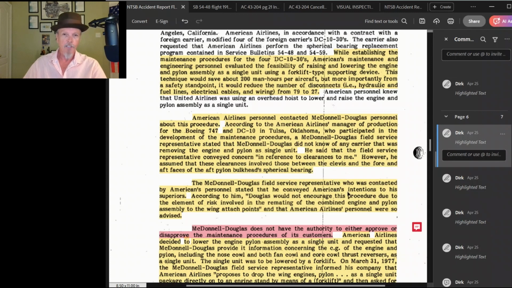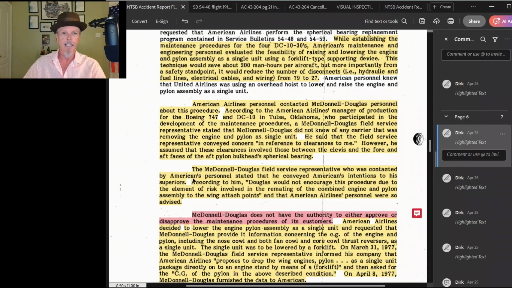So the McDonnell Douglas field service representative who was contacted by American Airlines stated that he conveyed American's intentions to his superiors. According to him, Douglas would not encourage this procedure due to the element of risk involved in the remating of the combined engine and pylon assembly to the wing attach points, and that American Airlines personnel were so advised. So he's concerned about once you're putting it back together. He has no concept at this point that the damage could occur when you're taking it down.